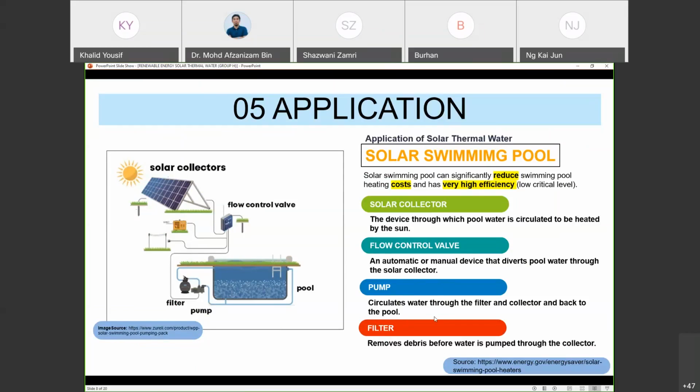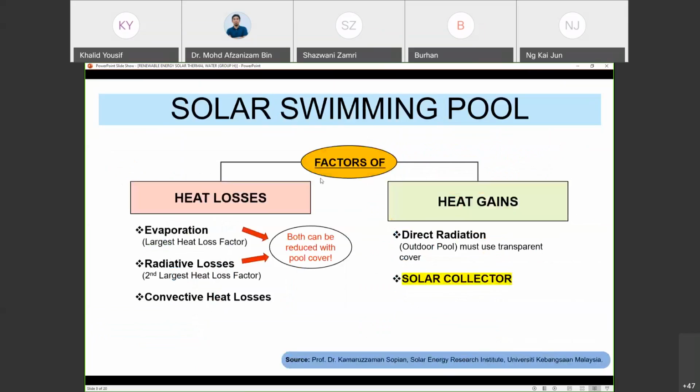There are factors of heat losses and heat gains of a solar swimming pool. The factors of heat loss are evaporation, radiative losses, and convective heat losses. Evaporation is the largest and radiation the second largest heat loss factor, and both can be reduced with a pool cover. The factor of heat gain is direct radiation for an outdoor pool, but you have to use a transparent cover. And lastly is the solar collector.